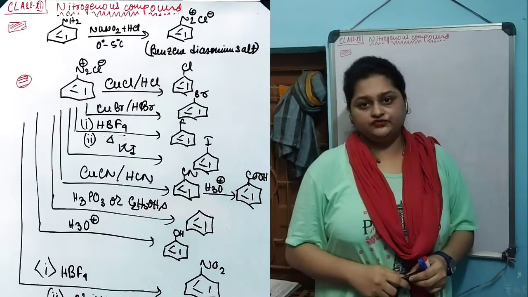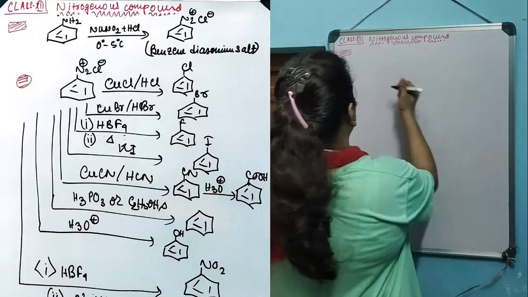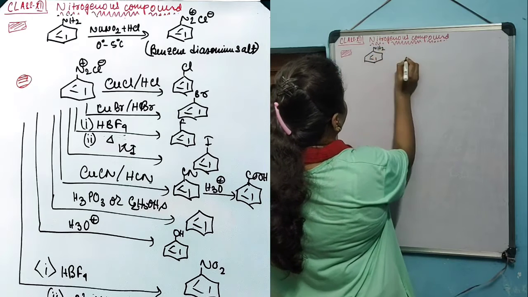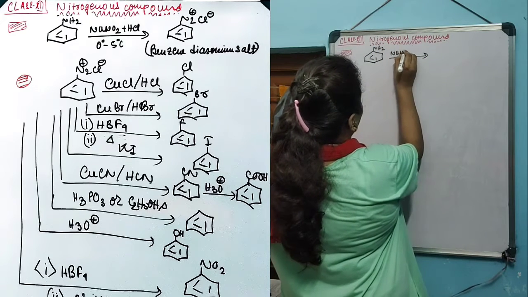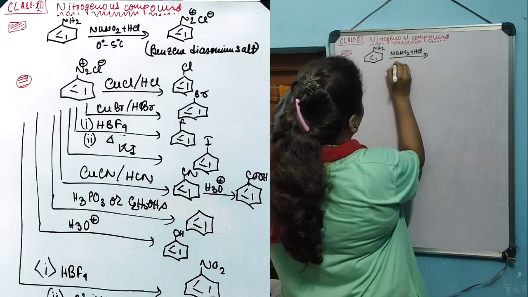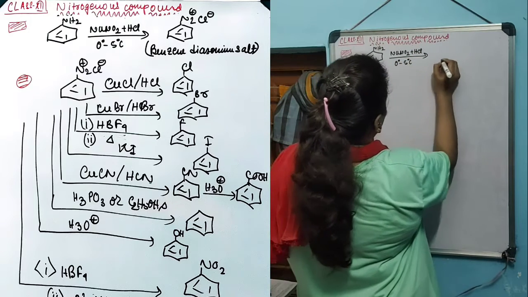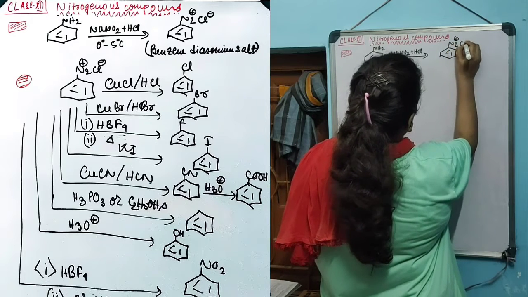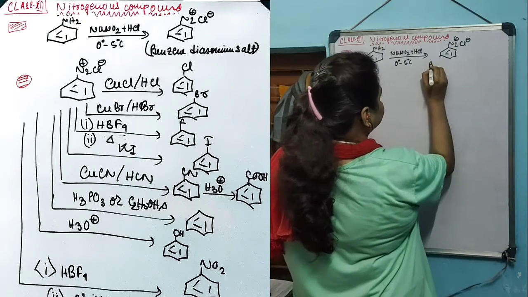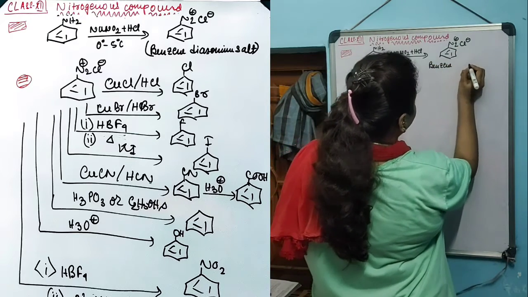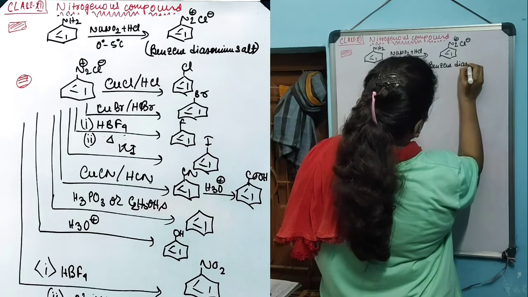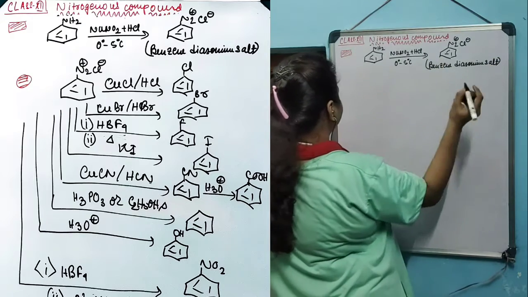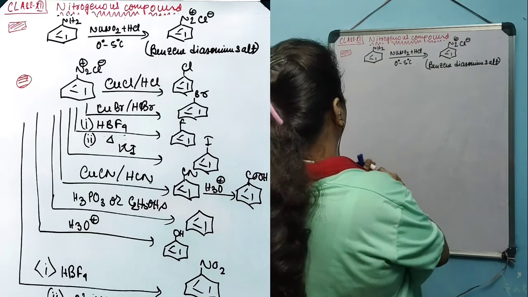Now the next reaction of aniline is very important. When aniline is treated with NaNO2 and dilute HCl at 0 to 5 degrees Celsius, benzene diazonium salt is produced. Now this benzene diazonium salt is an extremely useful compound. It can be used for the preparation of many other compounds.